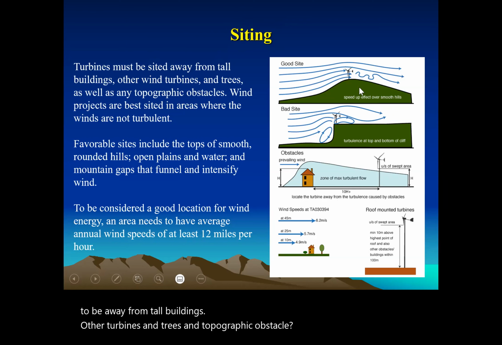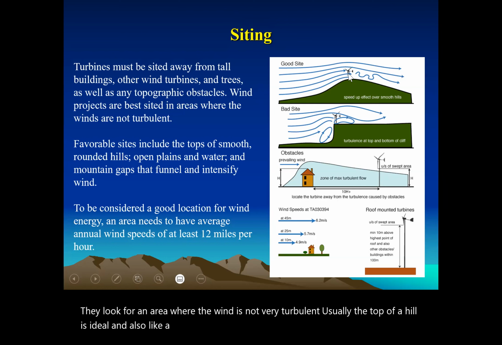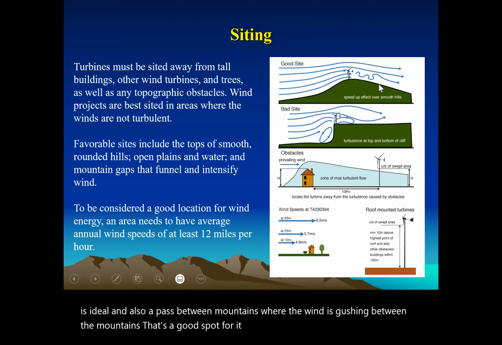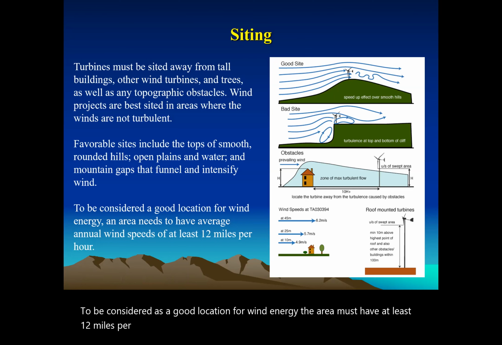They look for an area where the wind is not very turbulent. Usually the top of a hill is ideal, and also a pass between mountains where the wind is gushing between the mountains. That's a good spot for it also. To be considered a good location for wind energy, the area must have a wind speed of at least 12 miles per hour.